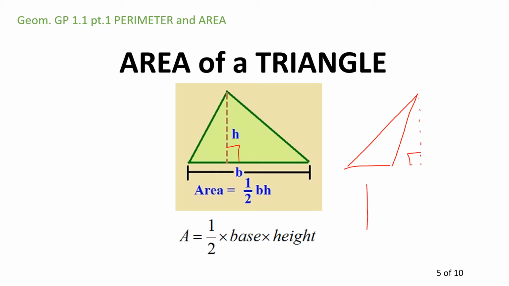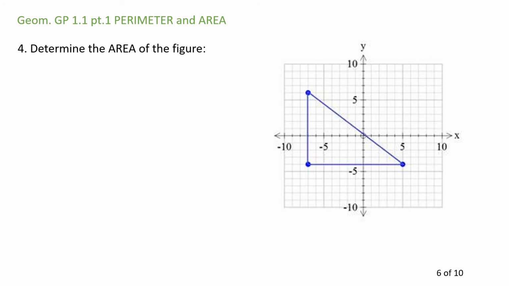It can look like this, a right triangle. Those are easy because all you're looking for is a right angle between the base and the height. Here we have a right triangle. We actually already did this one. For the perimeter, we found the distance along here is 12. The distance along here is 10.